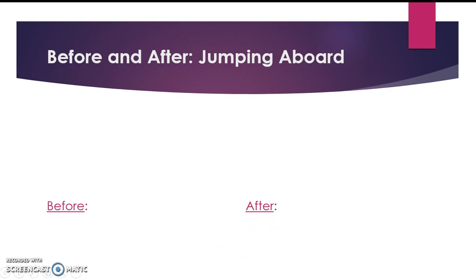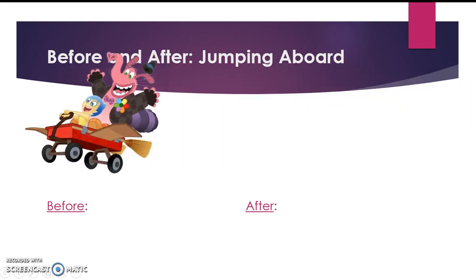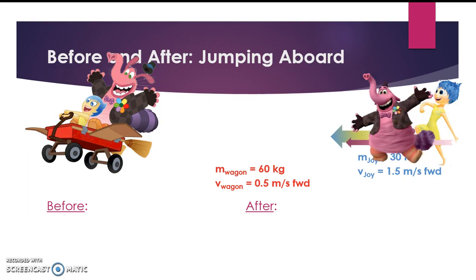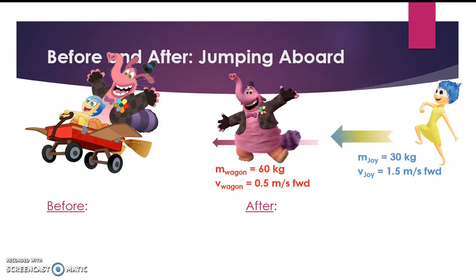Let's try another problem where we don't have 2 objects. Specifically, the running jump and jumping aboard. Joy, from Inside Out, comes running up to push the rocket wagon. She is running at 1.5 meters per second forward as she gives a running start and tries to push the wagon as fast as she can. However, the wagon, with Bing Bong aboard, is already moving at 0.5 meters per second. Joy is trying to speed it up, take a running charge, and then she's going to jump onto the wagon too, and the 2 of them will sail off to rescue everybody's psychological well-being.